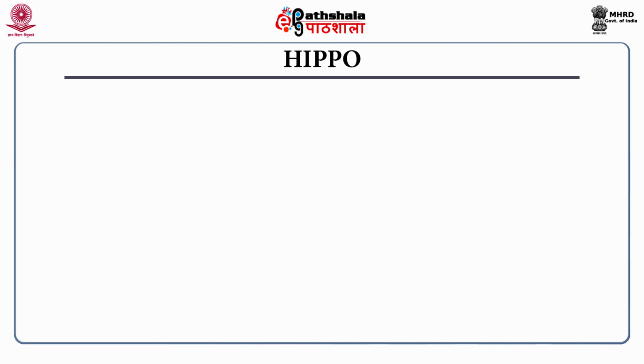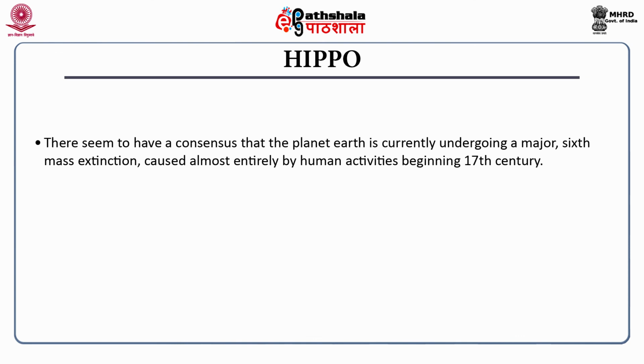The last extinction event is the acronym HIPPO, and there seems to be a consensus among the climatologists as well as the geologists that planet Earth is currently undergoing a major 6th mass extinction event caused almost entirely by human activity. So, this is totally anthropogenic, beginning in the 17th century after the industrialization in the UK, Britain. HIPPO is the 6th mass extinction in the Holocene, and now the boundary is almost confirmed at around the 17th century. Now, this particular epoch is called the Anthropocene, the latest period of geological history, Anthropocene, because of the human being.